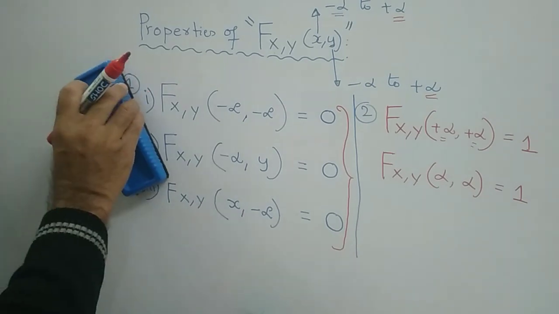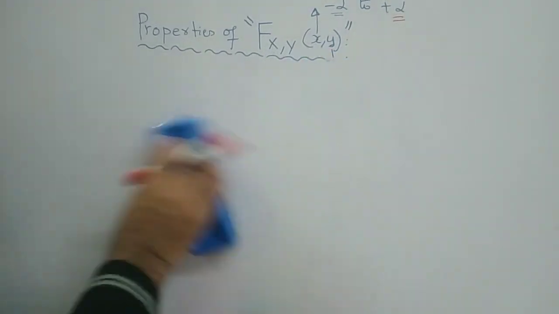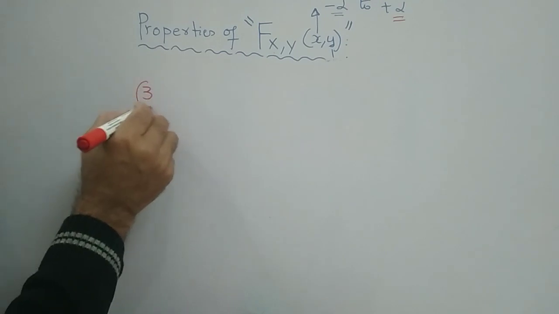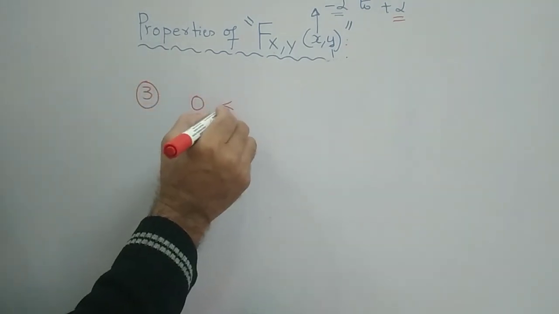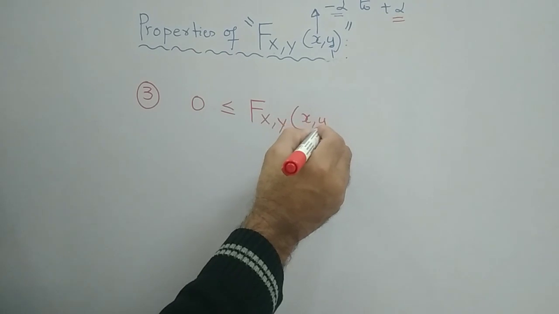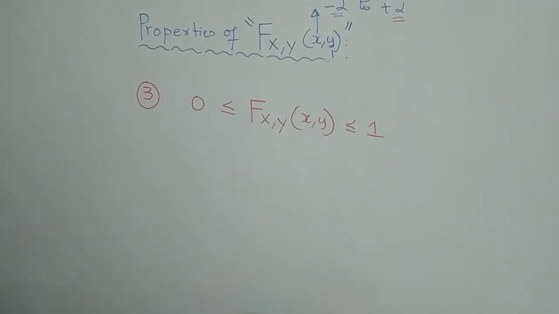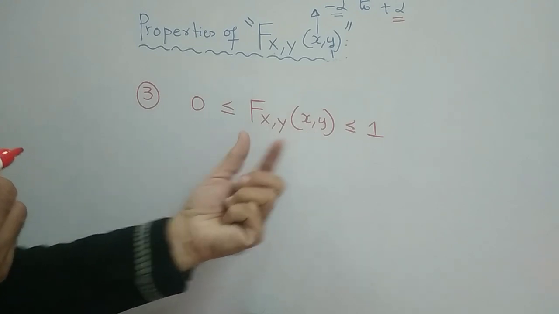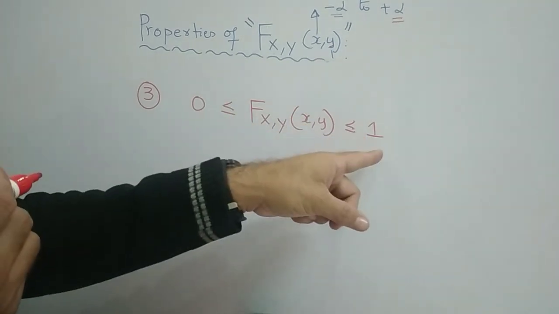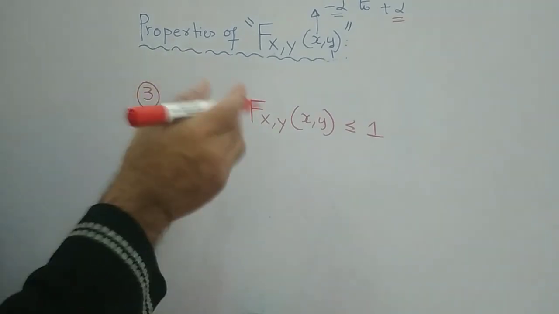Now, I can give you the third property of the joint distribution function. If you listen carefully, you definitely will enjoy this subject. The third property I can write: 0 is less than or equal to F of x comma y, in brackets x comma y, is less than or equal to 1. This means the distribution function will exist between 0 and 1. This is the lower limit or minimum limit, and this is the maximum limit or upper limit of the joint distribution function. Clear? That is a very important property.